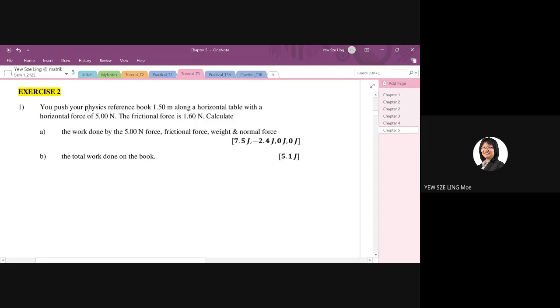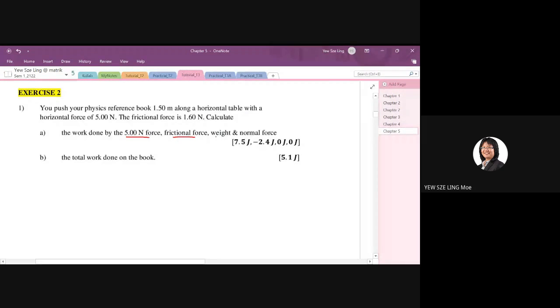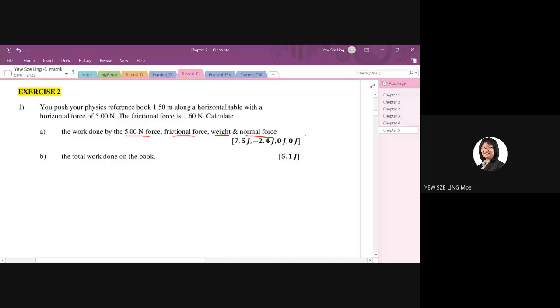So now you push your physics reference book 1.5 meter along a horizontal table with a horizontal force. The frictional force is 1.6 Newton. Calculate the work done by the 5 Newton force, by the frictional force, by the weight, and by the normal force. That is what I told you just now: this is the work done by each force. So let us draw a free body diagram first.